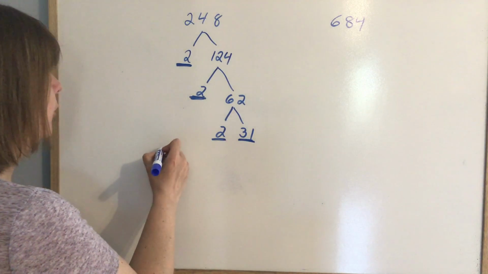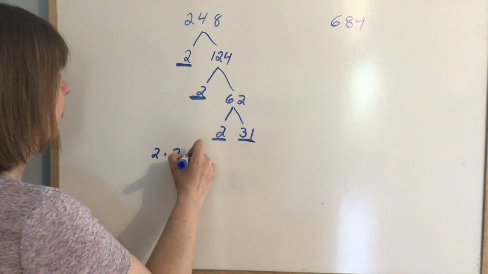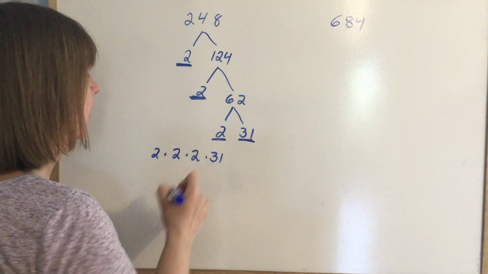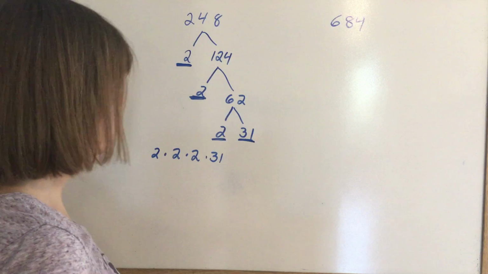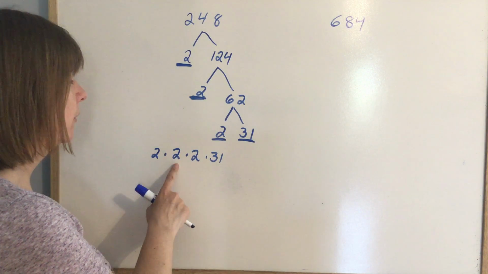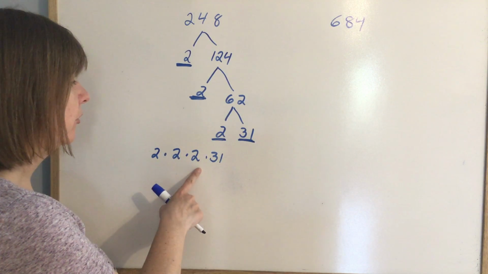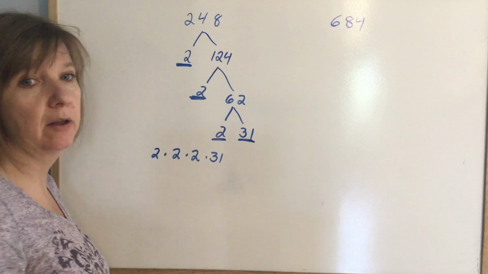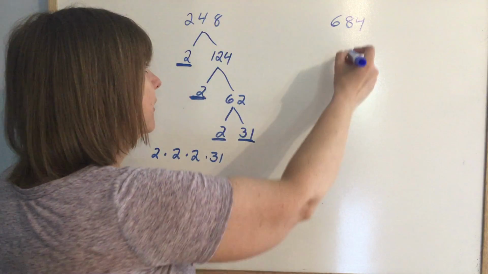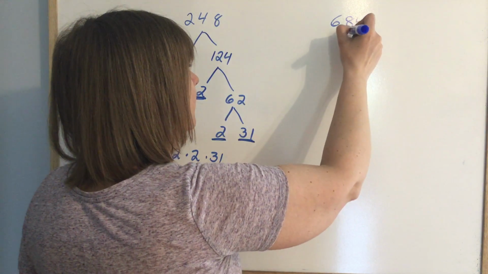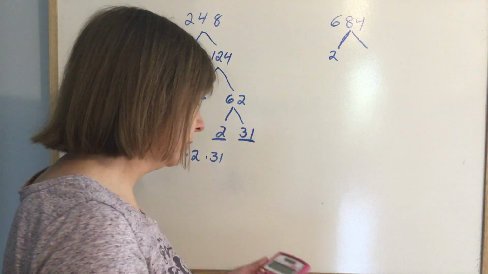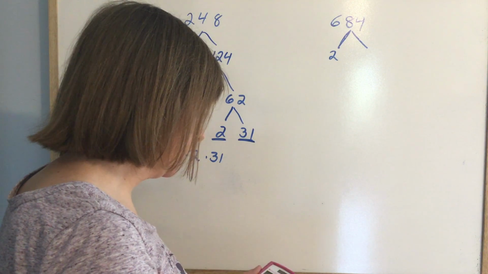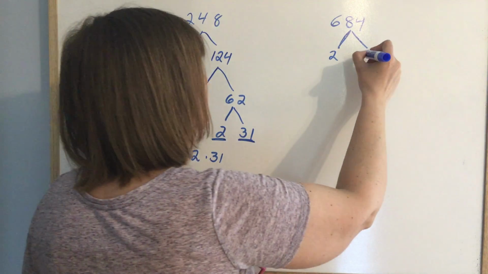So really 248 is 2 times 2 times 2 times 31. And you can check that on your calculator: 2 times 2 is 4, 4 times 2 is 8, and 8 times 31 is 248. It works. For 684, I would use the same process. 2 times what makes 684? That's 342.